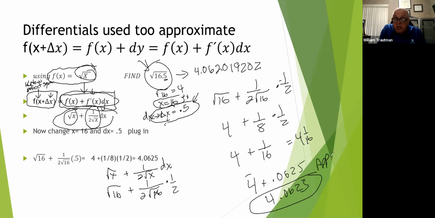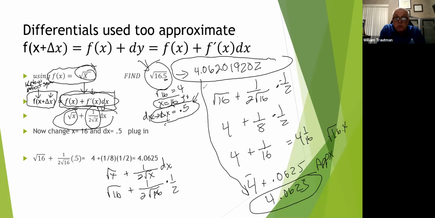This is an approximation for the square root of 16.5. The actual answer for the square root of 16.5 is very close, 4.062, and then just. He wasn't too far off. He got it to 3 decimal places using this method. So once again, differentials is to approximate the square root of a number.